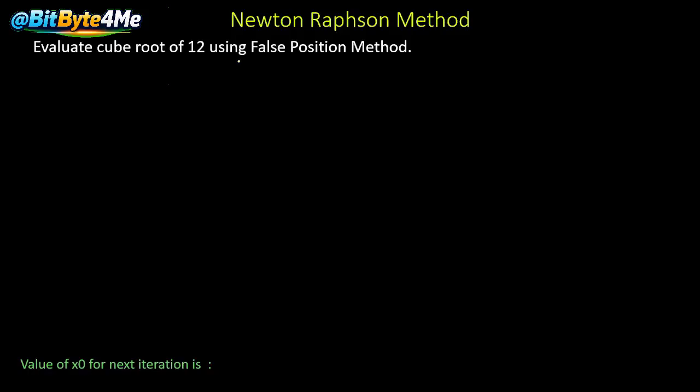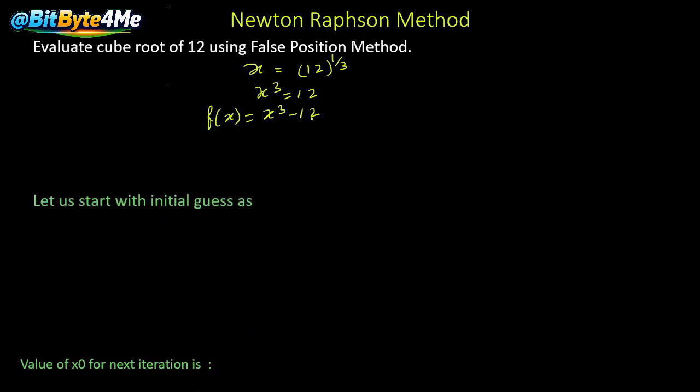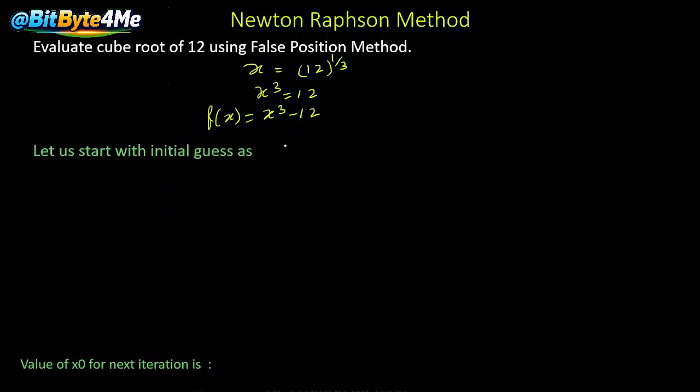Newton Raphson method. So we will evaluate the cube root of 12, meaning take x is equal to cube root of 12. Cubing both sides, we get x cube is equal to 12, or you can say x cube minus 12 is equal to 0, which we will take as f(x). So this will be our equation which we will solve using the Newton Raphson method.